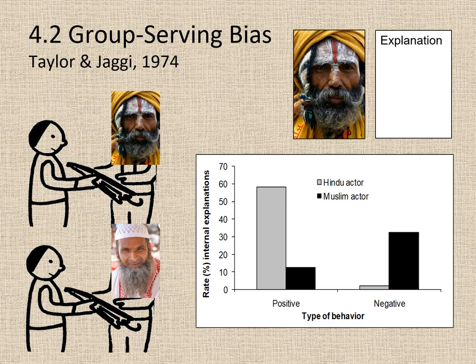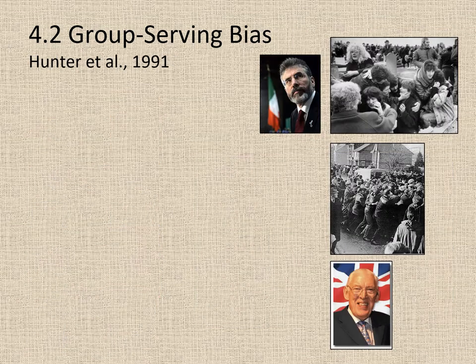But let's go to another one. It's more or less the same: Protestants and Catholics in Northern Ireland. So we have Protestant and Catholic subjects in Northern Ireland. Gerry Adams and Ian Paisley were probably not part of that, but they get to represent their respective groups here. All subjects watch two video clips. And these video clips show very violent behavior. The clips are taken from TV news.